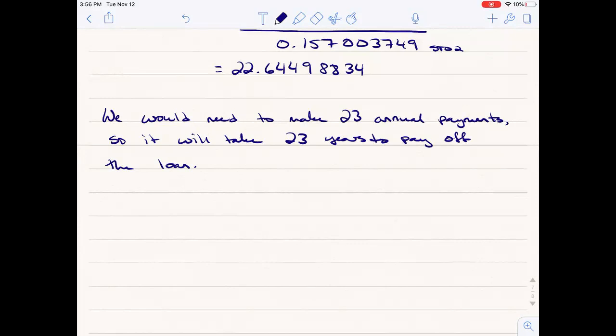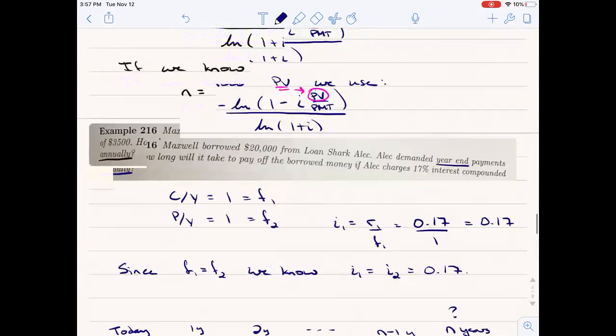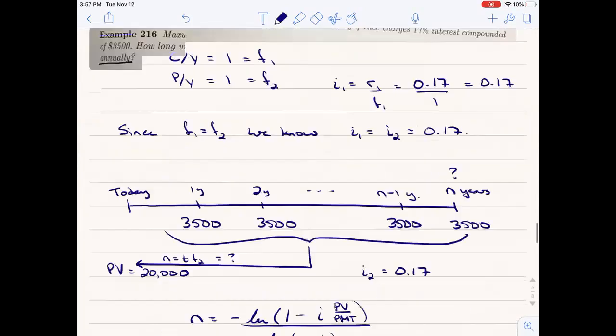If I asked you what the difference was between how much he paid and how much he borrowed, how much interest did he pay? How much interest will, what's his name, Maxwell, have paid?